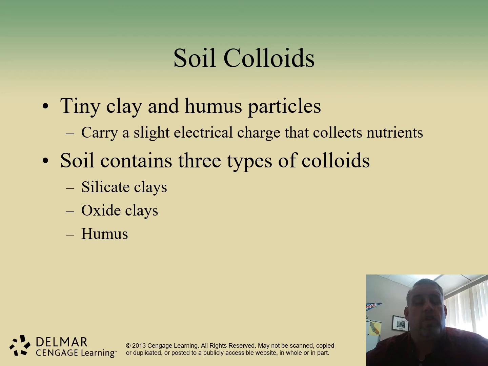Soil colloids are basically clumps of particles that contain nutrients or electrical charges that can latch onto these nutrients. So you have these tiny clay and humus particles, and humus is basically a broken down organic material to an almost liquid organic material. There are three different types of these colloids. You have silicate clays, you have oxidized clays, and you have humus.